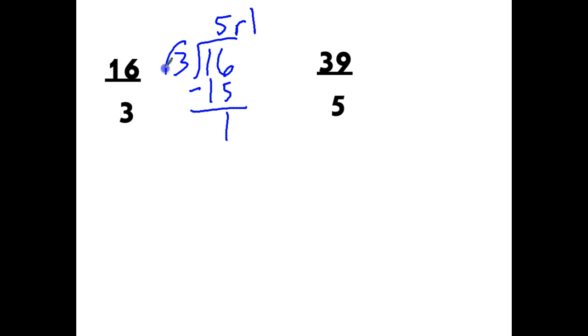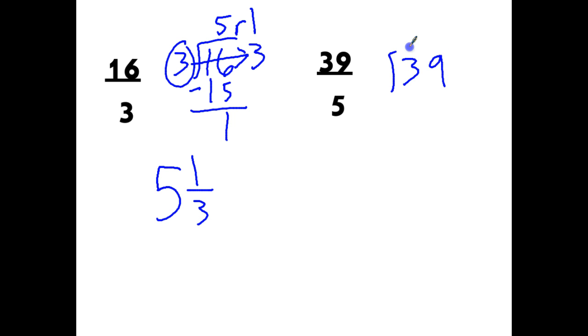Watch a couple more. 16/3 really means 16 divided by 3. How many 3's in 16? 3, 6, 9, 12, 15, 5. 5 times 3 is 15. I subtract, I've got 1 left. There's my 1 remainder. Remember, he's coming over here to be my denominator. Whatever I'm dividing by, the denominator doesn't change. So 16/3 is big 5, little 1/3.